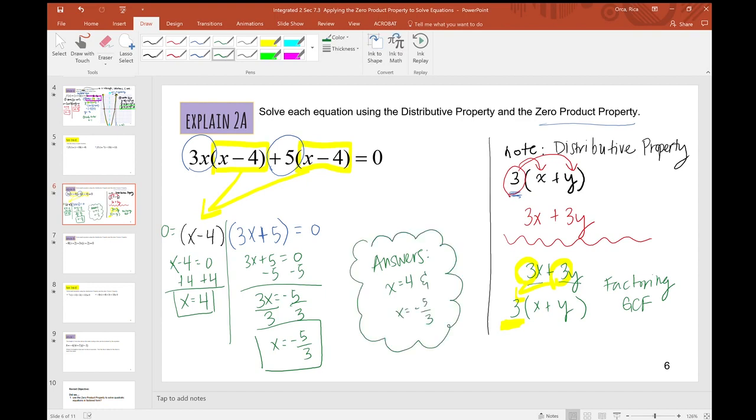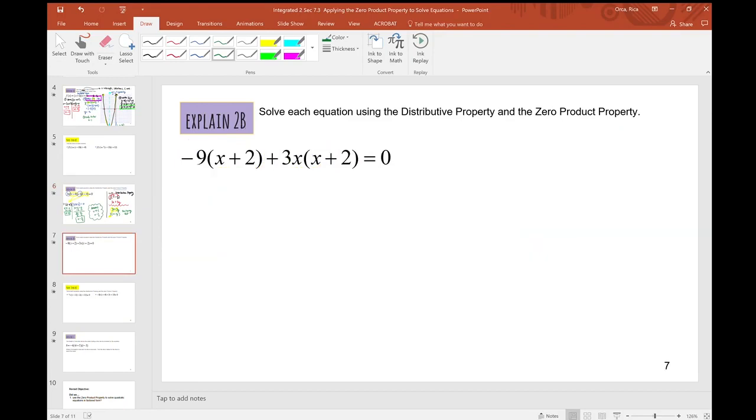Let's look at another problem. Explain 2b. Solve the equation using the distributive property and the zero product property. So remember, we're working backwards. Look at each term and see what they have in common. Each term has an x plus 2. So let's go ahead and take the x plus 2 out. By taking it out, we're factoring out the greatest common factor. The remaining factor is going to be whatever's left over. And what's left over is negative 9 and positive 3x.